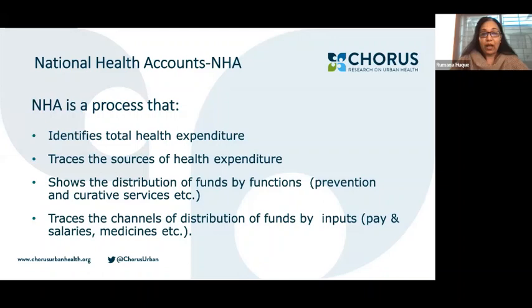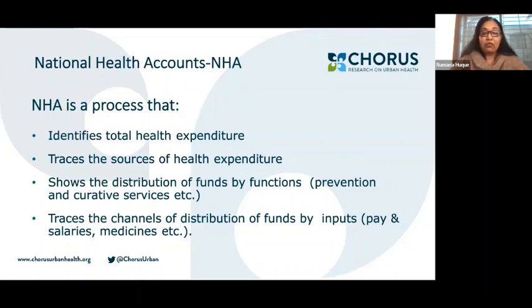So how is the funding coming, who is providing the money? Is it the government providing the money for spending, or the development partners, NGO providers, or the private sector, or maybe people out of their own pockets? So what are the sources of health expenditure? National health accounts also help to identify the distribution of funds by function. Is the expenditure used for preventive care or curative care? Is it for primary health care, tertiary level, or secondary care? So how the fund is actually being spent by different functions.